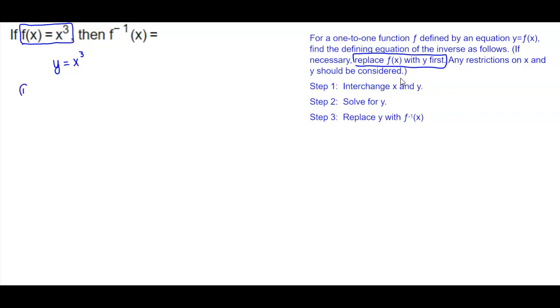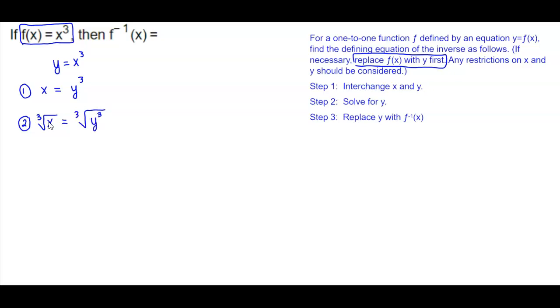Okay, now in step number 1, it tells us that we need to interchange x and y. So now y is going to become x, and then the x on the right side is going to become a y. Okay, now we're going to solve for y. Now, if we want to solve for y, that means we need to take the cube root of both sides. So we're going to take the cube root of x, and that's going to equal the cube root of y to the third power.